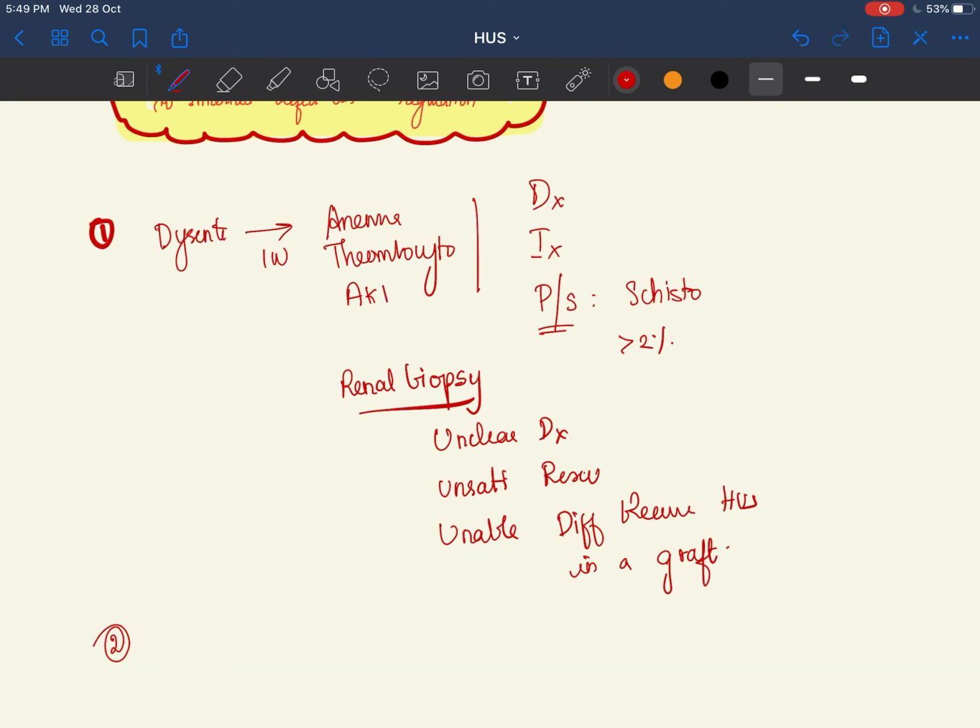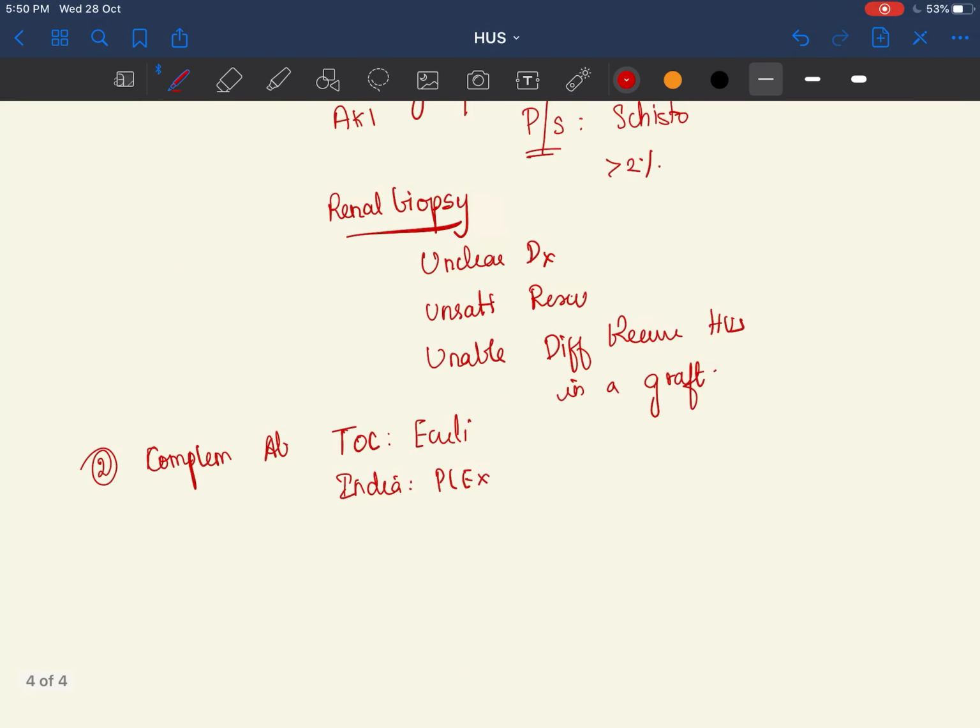Atypical presentation can be asked. Suppose they say everything is normal, okay, and the child is having a complement antibody, then what is your treatment of choice? The treatment of choice is eculizumab. If it is in India, it is plasma exchange therapy. And if it is FH positive, then you add on immunosuppressive therapy also.